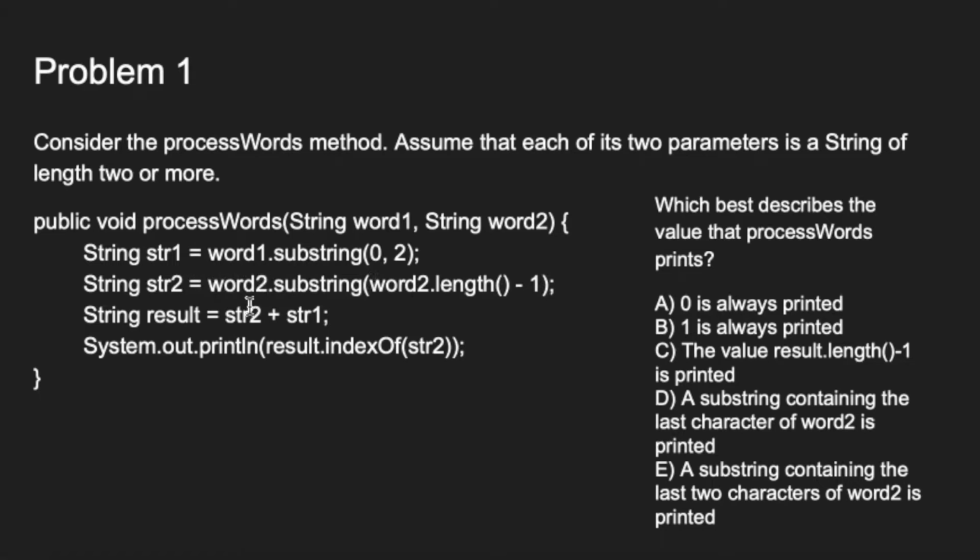And then we have string result equals str2 plus str1, and then print out result.indexOf(str2). And notice that str2 is always at the front of result because result is str2 plus str1. Therefore the answer is A. 0 is always printed because str2 is always at the very front of result.